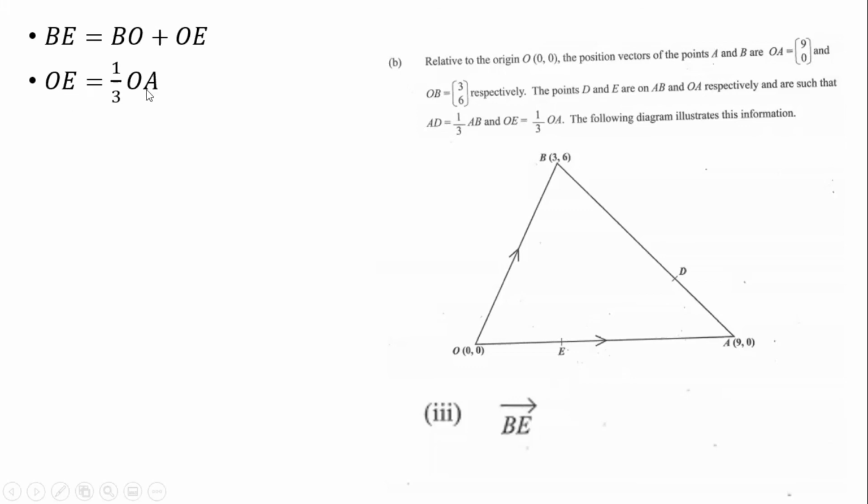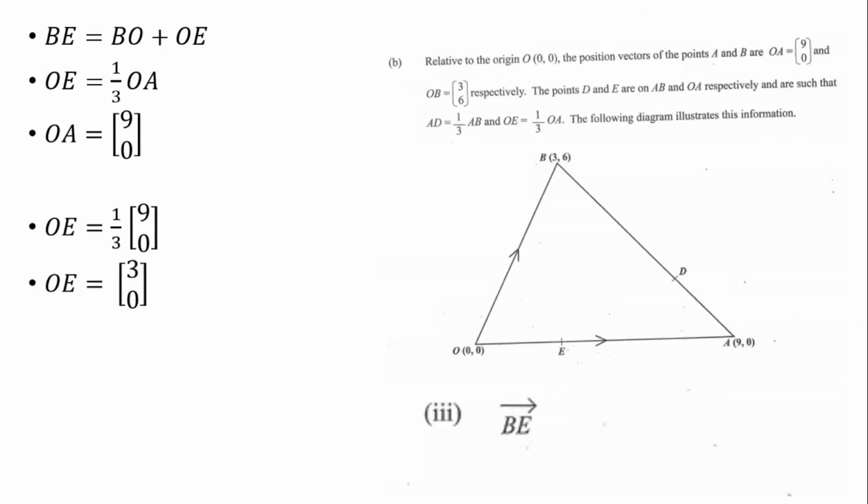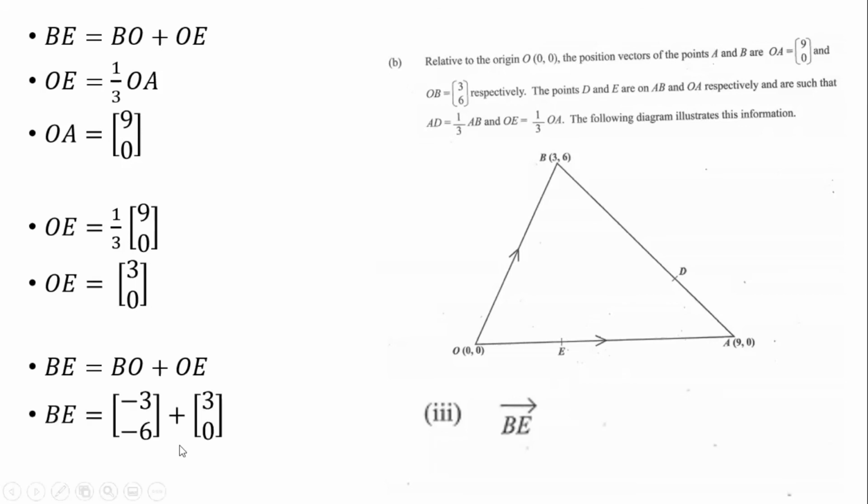OE is equal to 1/3 of OA. We know OA is (9, 0), so it will be 1/3 of (9, 0), which is 9 divided by 3 and 0 divided by 3. So 9 divided by 3 gives us 3, and 0 divided by 3 gives us 0, obviously. Now we can plug this back into our formula, BE equals BO plus OE, which is (negative 3, negative 6) plus (3, 0). Negative 3 plus 3 gives us 0, and negative 6 plus 0 gives us negative 6. So our answer for BE is (0, negative 6), which is our answer in the form required by the question.